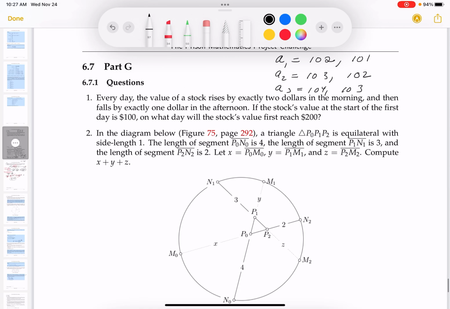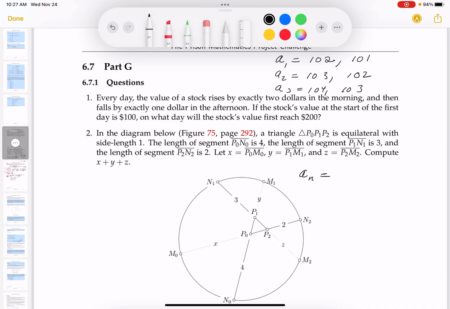Question is, what's their question? It says, every day the value of the stock rises exactly $2 in the morning and then falls by exactly $1 in the afternoon. If the stock's value at the start of the first day is $100, on what day, I don't know, I'll write this over here, AN, will the stock's value first reach $200?